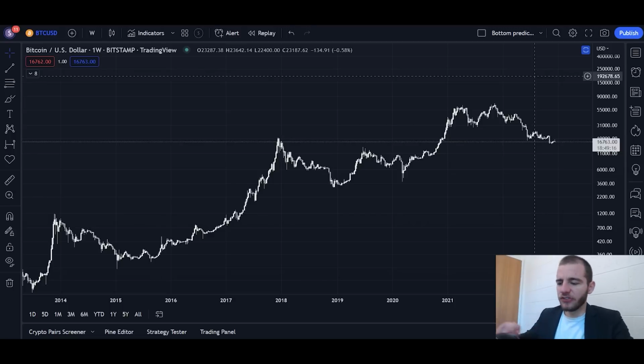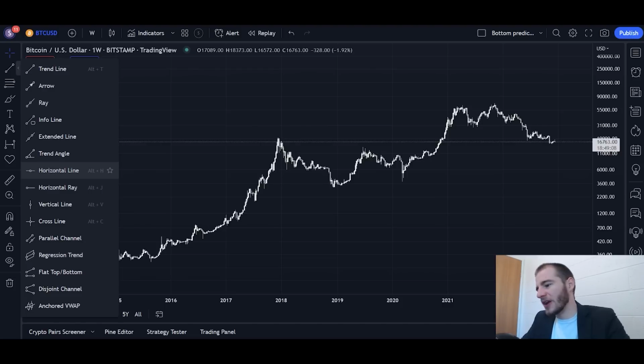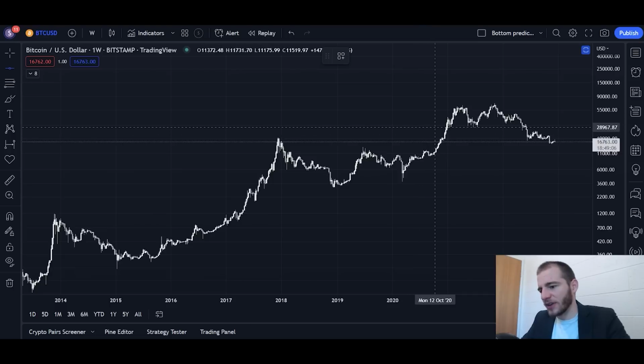Okay, so I mentioned before this horizontal support level that we generally form during bull markets on Bitcoin. I want to go ahead and point out where those were. There was one here at 28.6K.